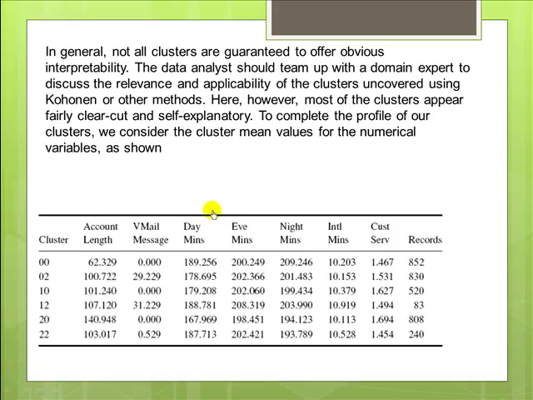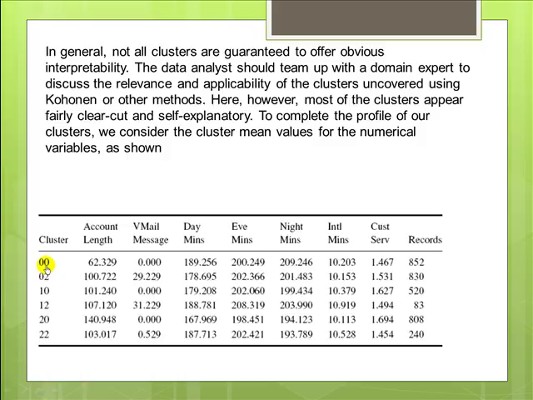What were the numerical variables that we considered? Account length was a numerical variable. Voicemail message, well, I forget what that was. Oh, that was the number of messages. Day minutes, that was the number of minutes used during the day, and the number of minutes used during the evening. So these are all numerical variables. I guess customer service is probably how many customer service calls they made. But this is the average.